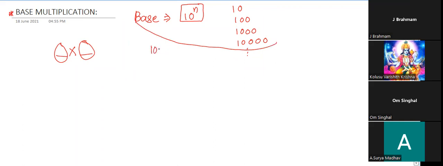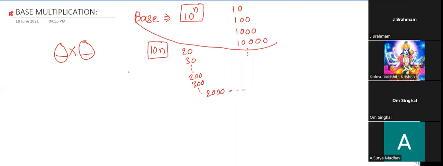Sub-base is nothing but 10 multiples. 10 multiples are nothing but 20, 30, 40, and so on. Or 200, 300, 400, and so on, or 2000, 3000, 4000, and so on. Okay, so these are sub-bases.